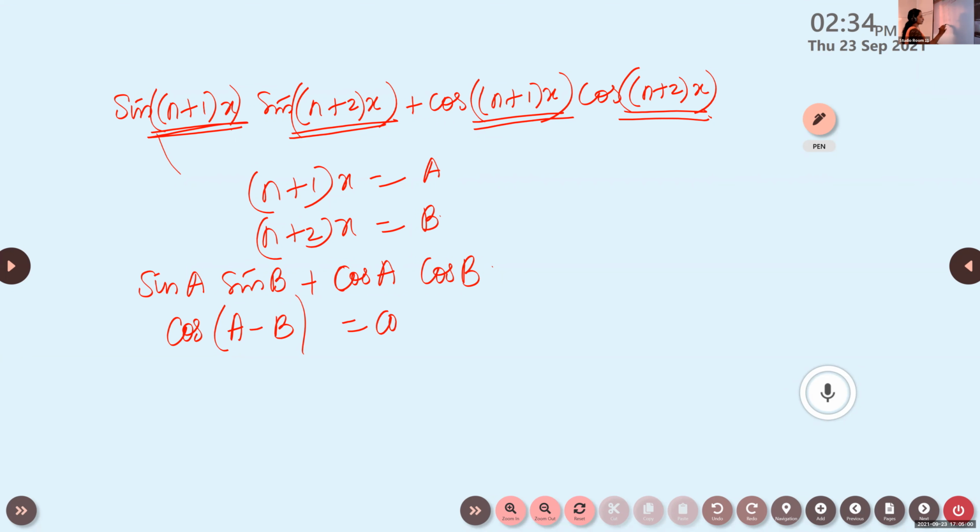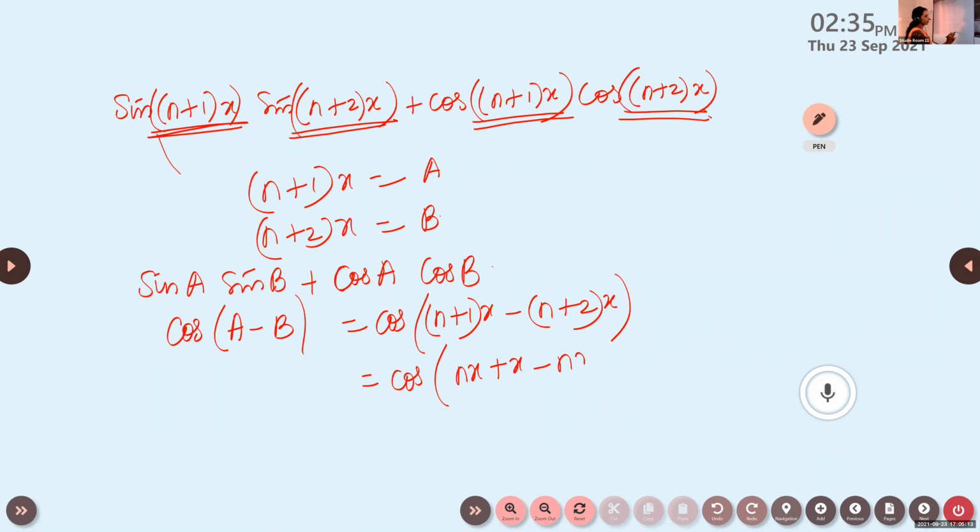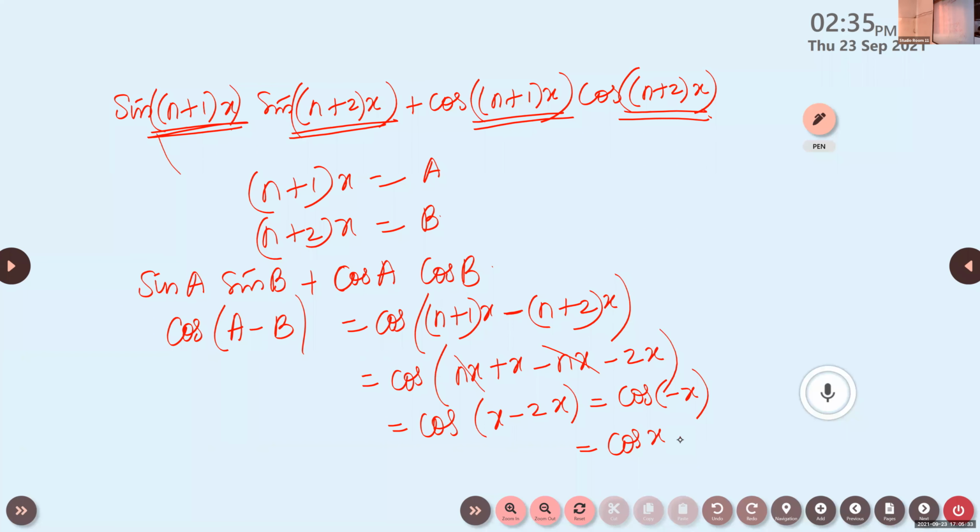So which is cos n plus 1 into x minus n plus 2 into x. So that is cos of, when you open the bracket, it is nx plus x minus nx minus 2x. Minus is common for the whole term. So plus x minus x will get cancelled. So it is cos of x minus 2x, which will be the same as cos of minus x. What is cos of minus theta? Cos of minus theta is cos theta.